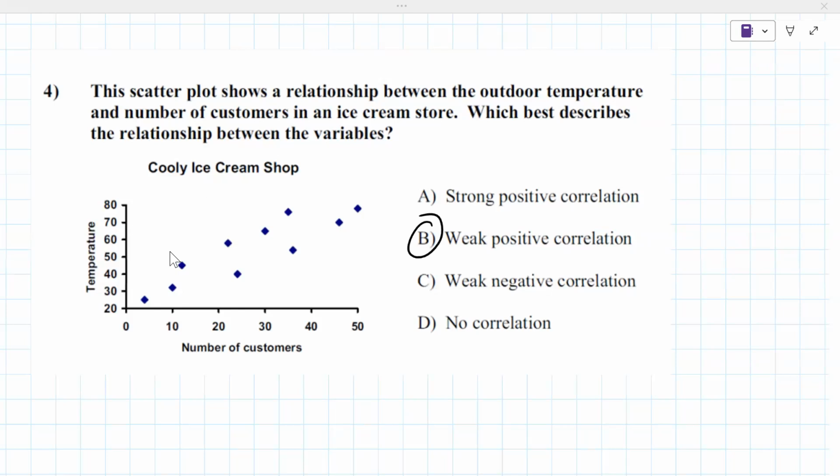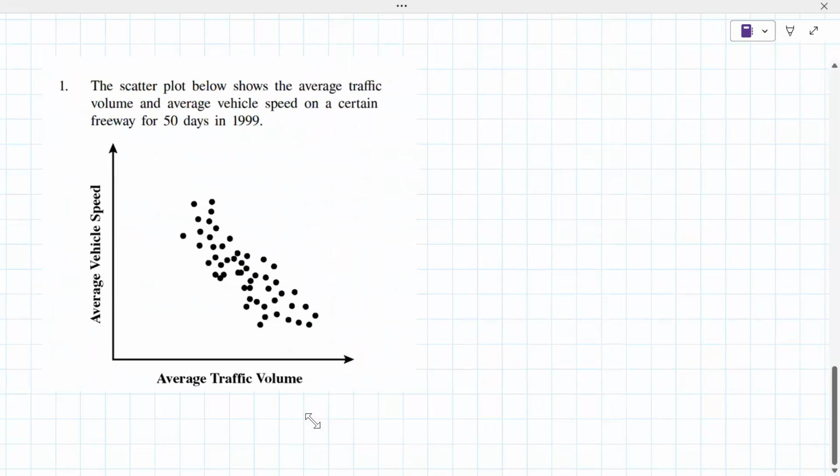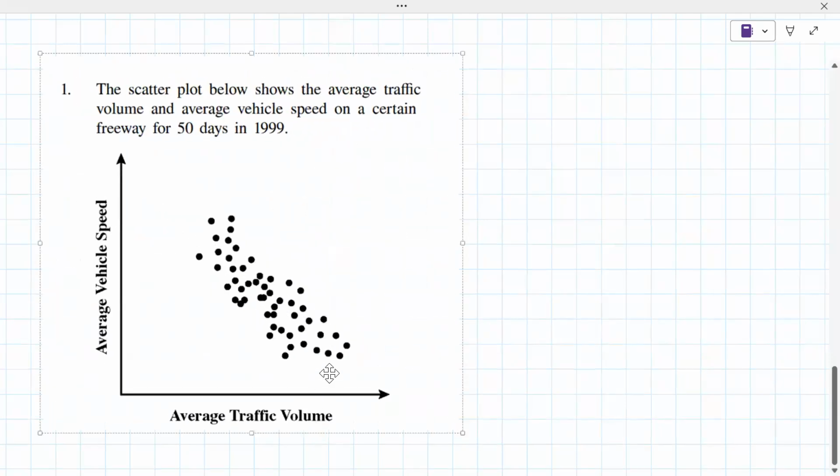Let's take a look at another problem here. First thing I want you to do is look at this graph. Tell me what you see in your own words. A cluster of dots. Yeah, in terms of the variables though.